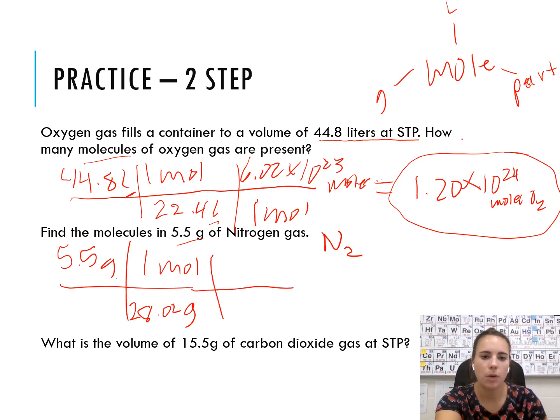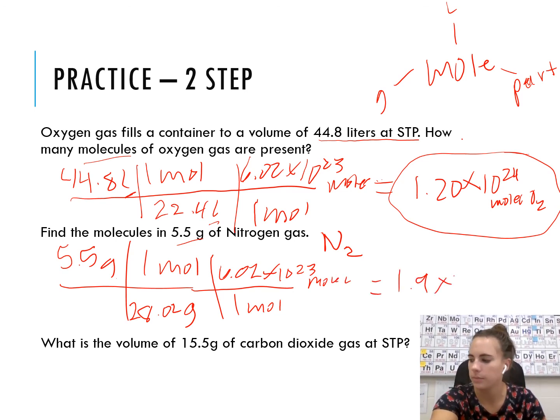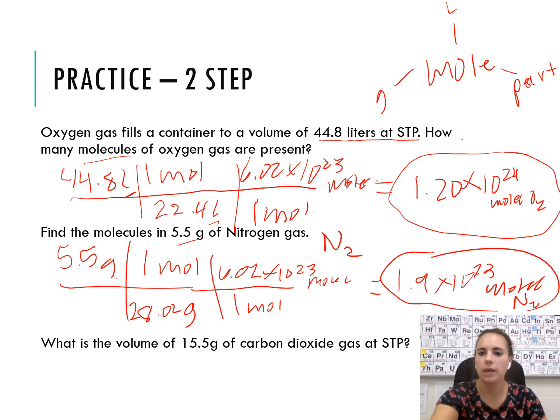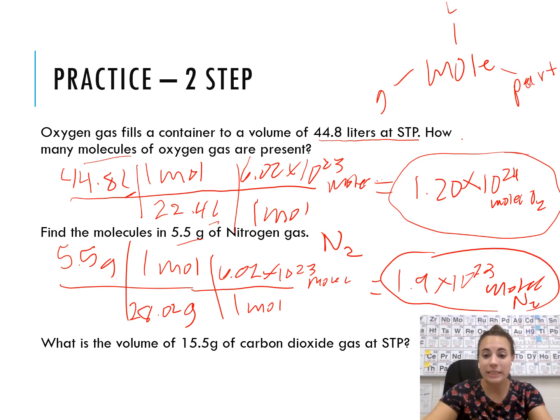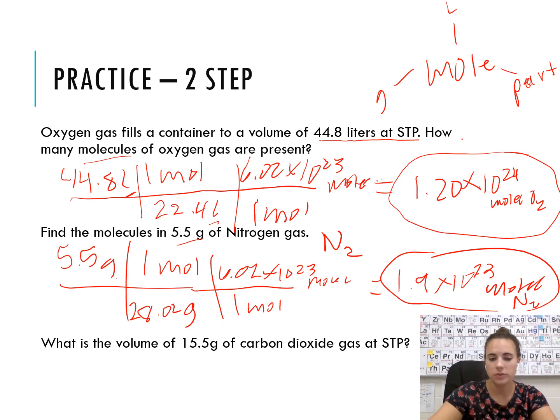Now this asks me for molecules, so I have to go one further step because I know 1 mole is 6.02 times 10 to the 23rd molecules. And when I multiply across the top, divide by the bottom, I get 1.9 times 10 to the 23rd molecules of N2. Again, common sense. It makes sense that my answer got really big because it's in molecules.